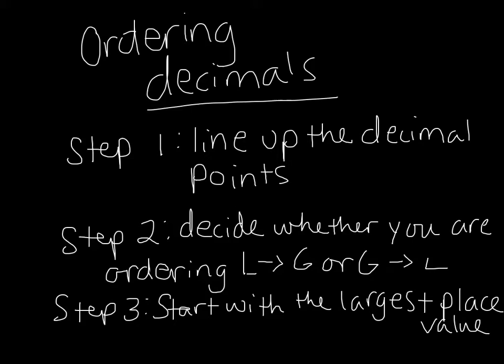We talked about this in class, but just as a reminder, step one for ordering decimals, you want to line up the decimal points vertically, meaning up and down. Step two, you're going to decide whether you are going from least to greatest or greatest to least. And then step three is to start with the largest place value. So if you didn't get those steps, or maybe you forgot your journal at school, go ahead and pause the video and write those steps down.